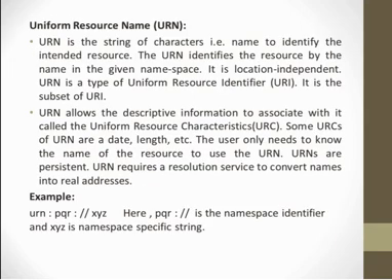And then uniform resource name, URN, is a string of characters named to identify the intended resource. The URN identifies the resource by the name in the given namespace. It is location independent. URN is a type of uniform resource identifier. It is a subset of URI. URN allows descriptive information to be associated with it, called the uniform resource characteristics. Uniform resource characteristics of URN are date, length, etc. The user only needs to know the name of the resource to use the URN. URNs are persistent. URN requires a resolution service to convert names into the real addresses. Here the example URN is given as PQR/XYAZ.